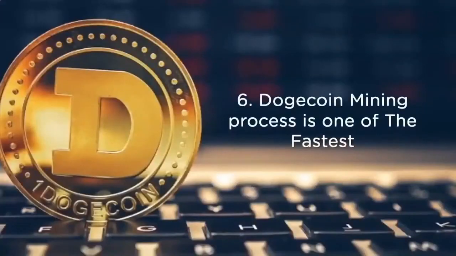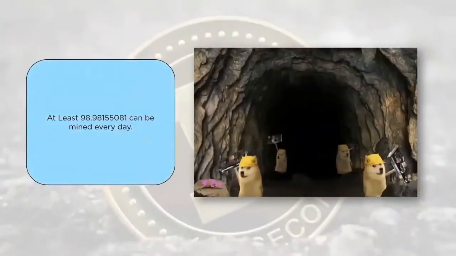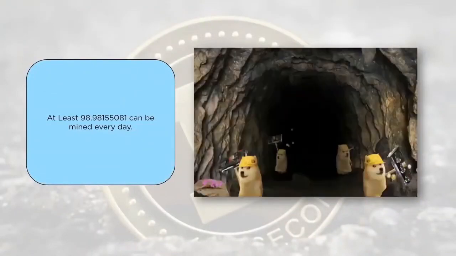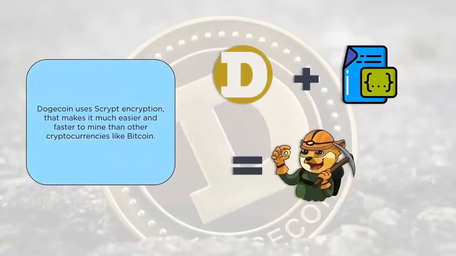Dogecoin mining process is one of the fastest. At least 98.9815 Dogecoin can be mined every day. Dogecoin uses script encryption, which cannot be harvested using ASICs, making it easier and faster to mine than cryptocurrencies like Bitcoin. Also, the block rate is 1 block per minute. This provides an excellent opportunity for miners to mine more blocks and earn as many block rewards as possible. A miner can make at least 10,000 Dogecoins as a block reward.